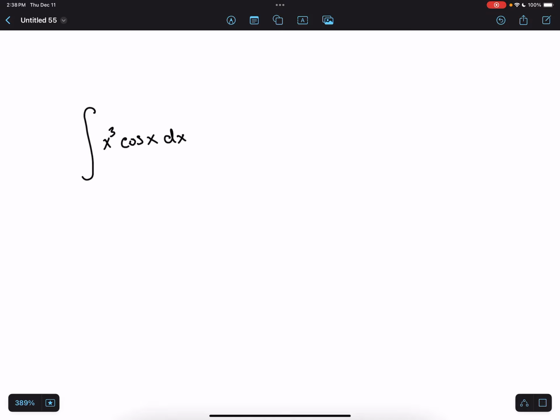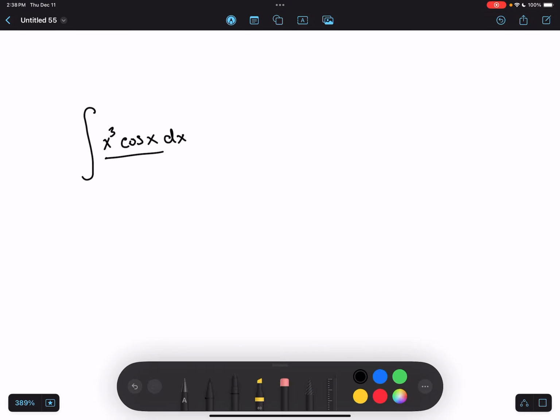We've got the integral x cubed cosine x dx. This is a clear product with no seemingly easy u-sub that we can do here. So I'm going to assume this is an integration by parts problem. We can start by letting u equal x cubed, and then the derivative of u would be 3x squared.